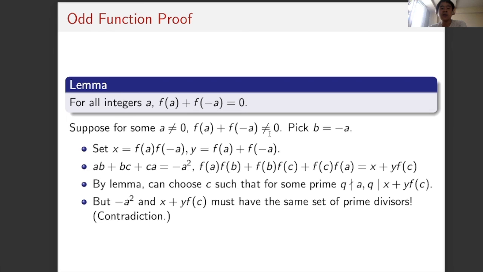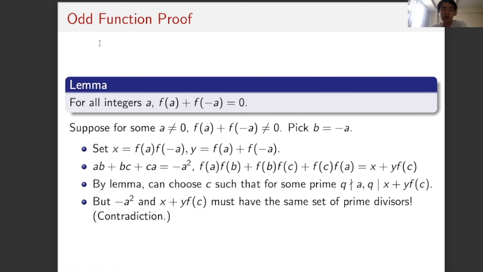So by our lemma, if we set the capital A to be the set of primes dividing A, then we can choose C such that for some prime Q that is not in capital A, i.e. Q does not divide A, Q divides x plus yfc. This would directly contradict the fact that negative A squared and x plus yfc must have the same set of prime divisors. So this is a pretty short conclusion of the proof where f is odd, only because we have already established the sublemma.